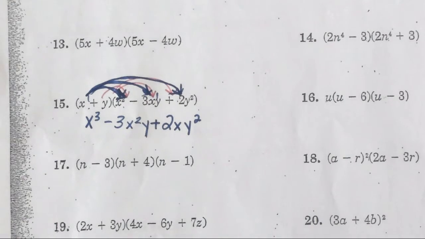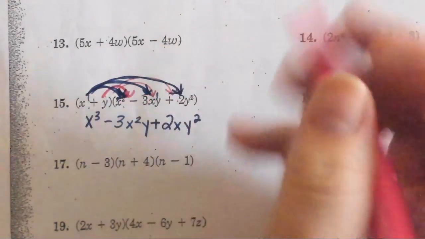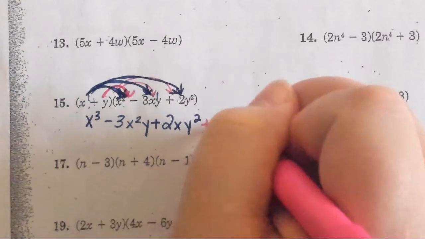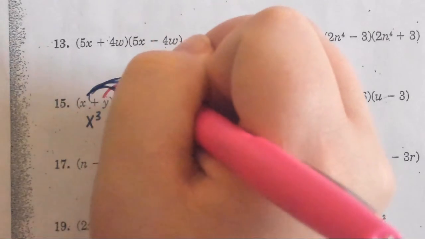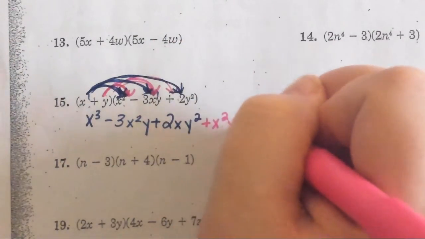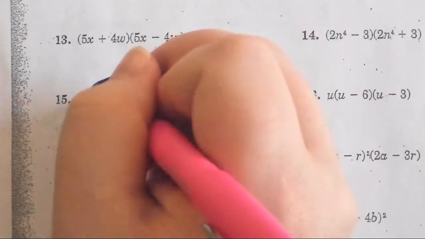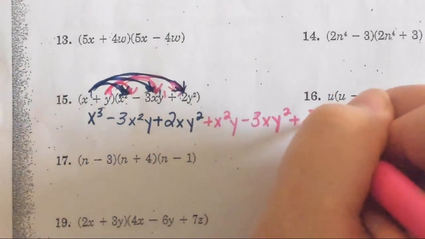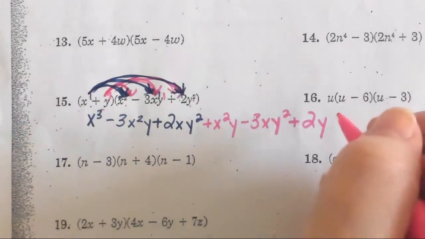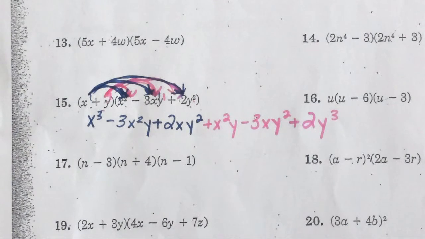Okay, now we've got to distribute the y. So it was y times x squared. I'll get x squared y. It's y times negative 3xy. So it's negative 3x, y to the 1, y to the 1, that adds to y squared. And then last, y times 2y squared. I get 2y to the 1 plus 2 is 3. Are there any questions about the pink?